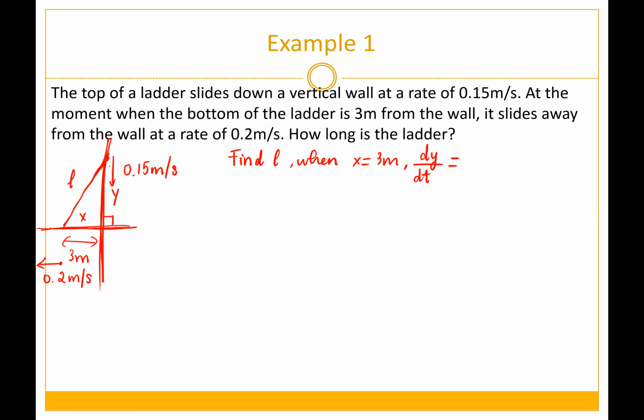So this is the change of the height with respect to time, and it says it's decreasing because it's lying down. And so this is negative 0.15 meter per second. dx over dt is 0.2 meter per second because it's lying down, and so x is increasing.